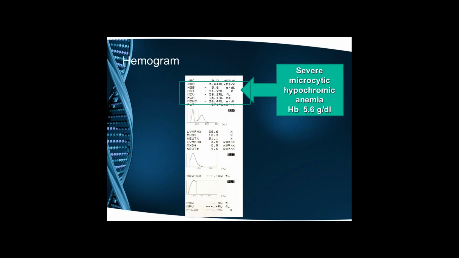Keep it in mind, the first thing that we should ask is the origin of the patient. If he is from the eastern part of the country, then the diagnosis is very, very clear. The hemogram did show a microcytic hypochromic picture with a hemoglobin of 5.6. So he definitely is having chronic anemia.